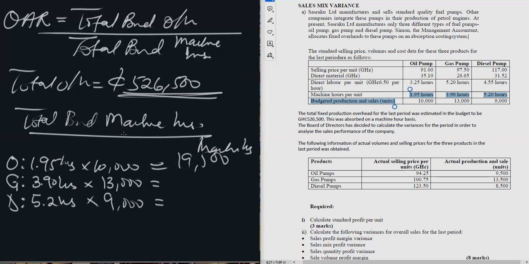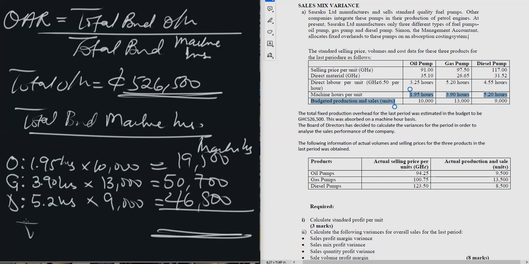Then you have 3.9 hours by 13,000, and that gives us 50,700 hours. Then you have 5.2 by 9,000 units, which gives 46,800 machine hours. Now, when you put this together, you get your total machine hours: 19,500 plus 50,700 hours plus 46,800 hours. That means you end up with 117,000 hours overall.